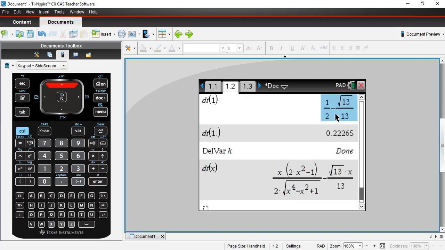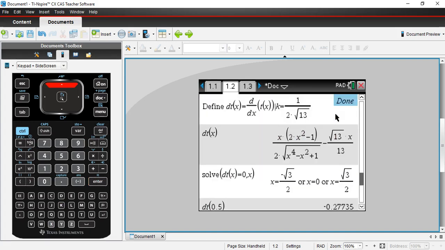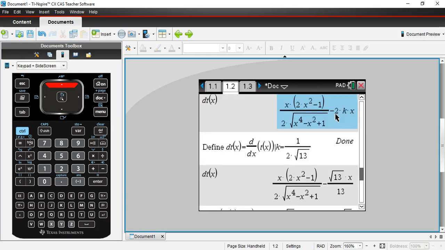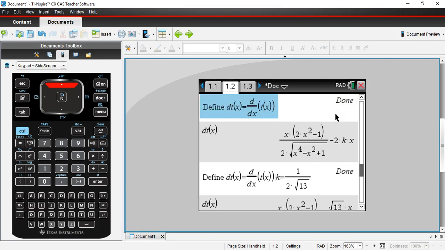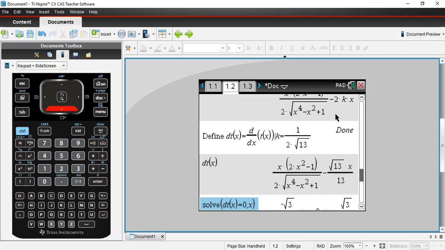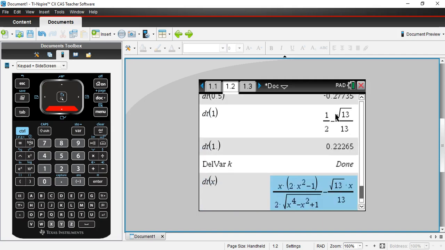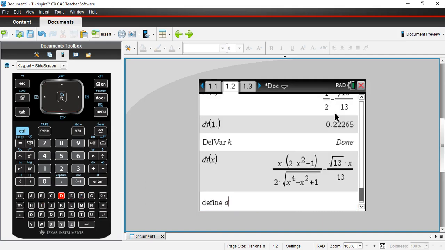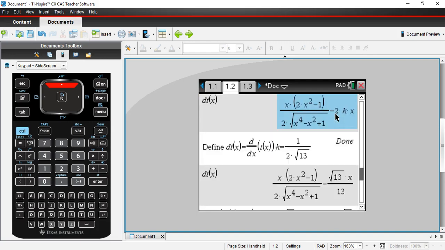Okay, in that case, we need to go back and redefine, I think. Maybe I just define this. Can I redefine k? There is a way to actually delete this, I just can't remember what it is. So I'm just going to define dt of x again. Okay, maybe we define this again. I think if we define t, potentially it would work.